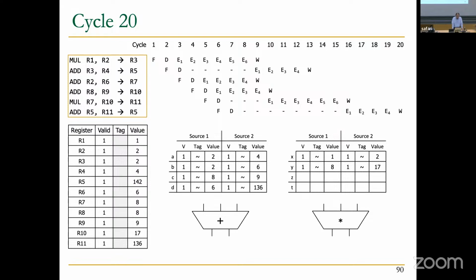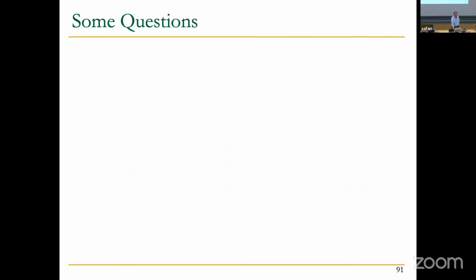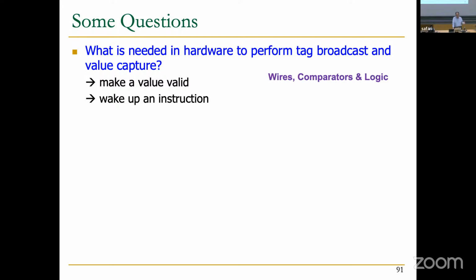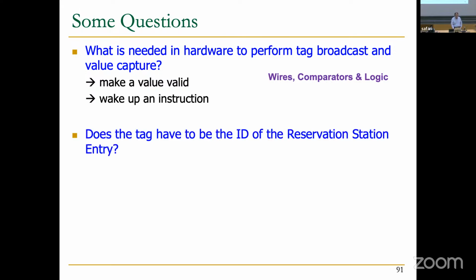Okay, so basically what is needed in hardware to perform tag broadcast and value capture? So we make a value valid, and then we want to wake up an instruction. And that essentially needs lots of wires, comparators, and logic. So basically this out-of-order processor adds a lot of complexity to provide better parallelism and performance.